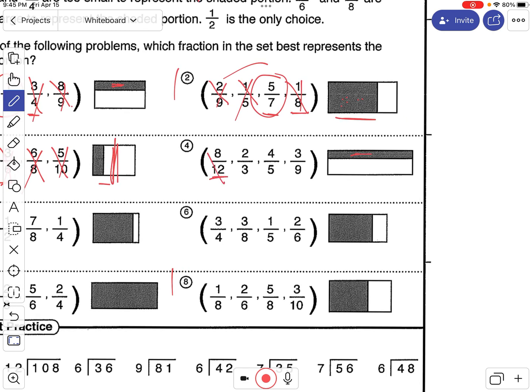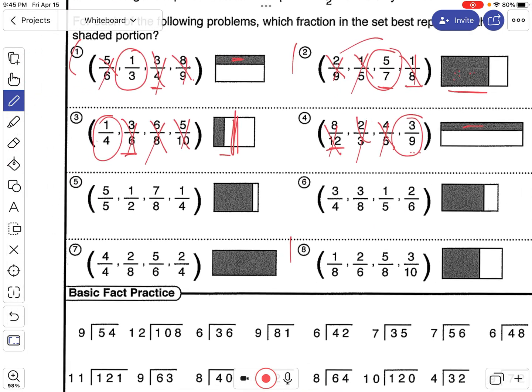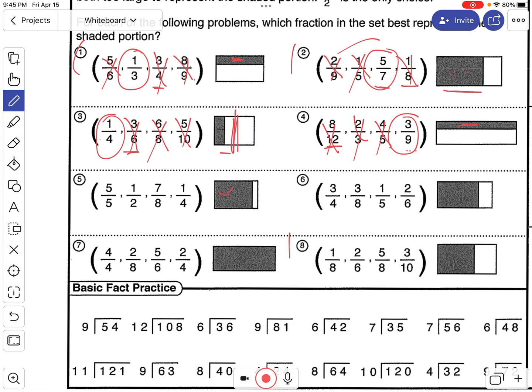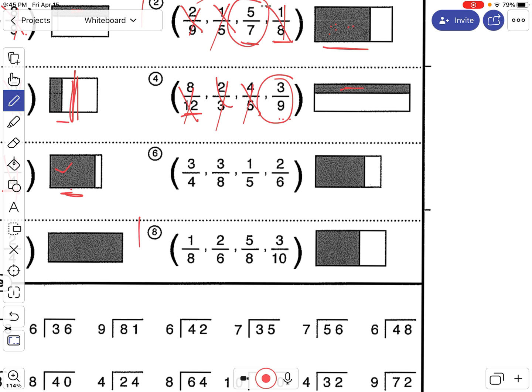8/12, that's most of it. 2/3, that's more than a half. 4/5, that's more than a half. 3/9, that's like 1/3. It's the only one it could be. Okay, how about this one here? 5/5, that means the whole thing. Is that a half? No way. 7/8, oh, that makes sense. 1/4? There's no way, that's a fourth. 7/8. All right, and then how about this next one here?